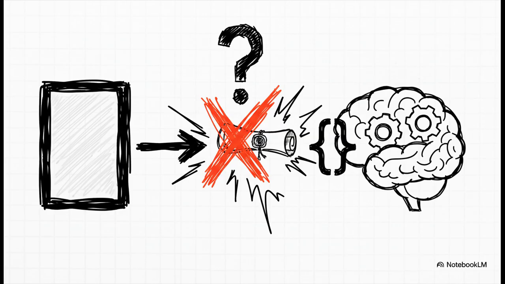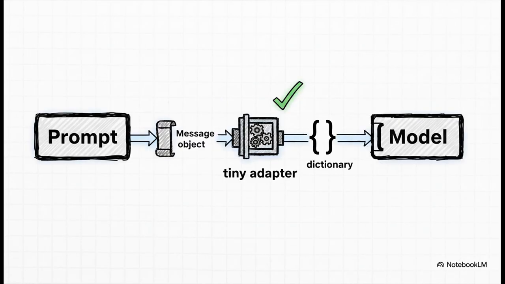So you've got this little mismatch, right? How do you connect the two? And this is where that no magic idea really shines. The answer isn't some super complicated hidden thing inside LangChain. It's just a tiny little adapter. That's it.